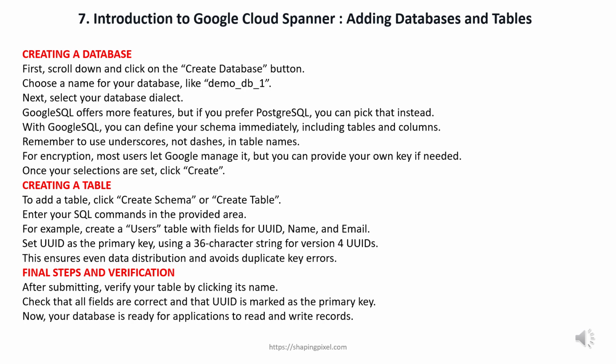For example, create a users table with fields for UUID, name, and email. Set UUID as the primary key using a 36-character string for version 4 UUIDs. This ensures even data distribution and avoids duplicate key errors. After submitting, verify your table by clicking its name. Check that all fields are correct and that UUID is marked as the primary key. Now, your database is ready for applications to read and write records.